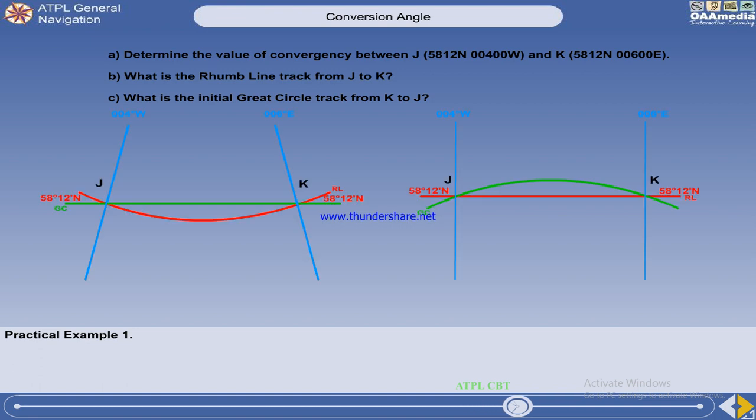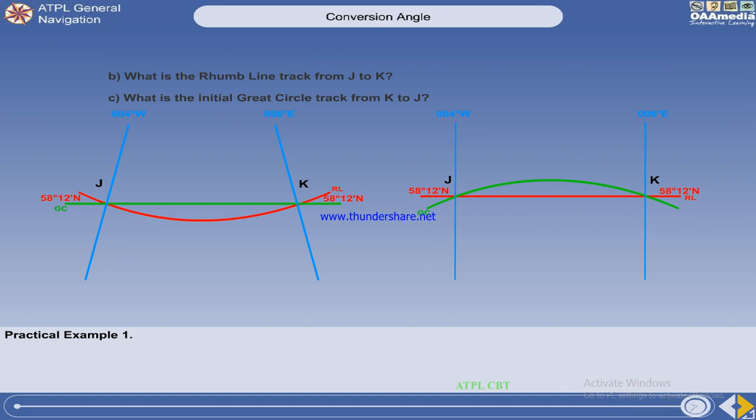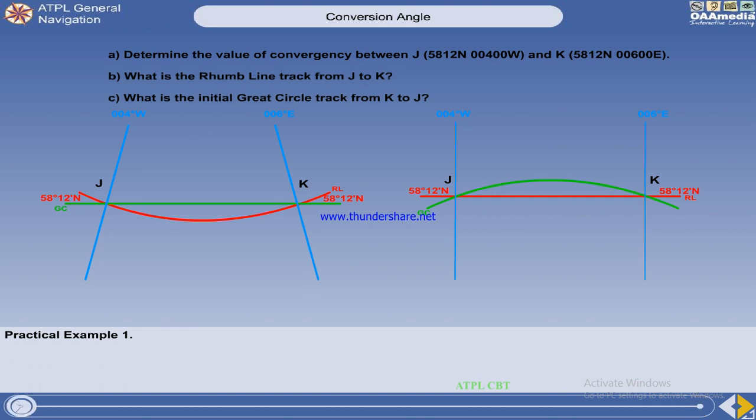As always, try to visualize the situation. Draw a diagram. Either of these will do. Let's solve the first question first. What are you going to do? Write down the convergency formula and substitute in what you know.